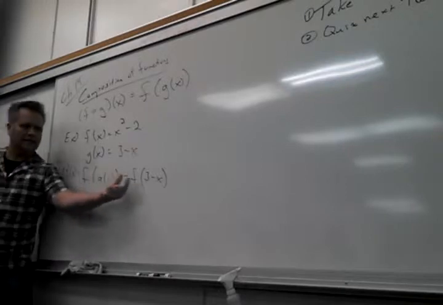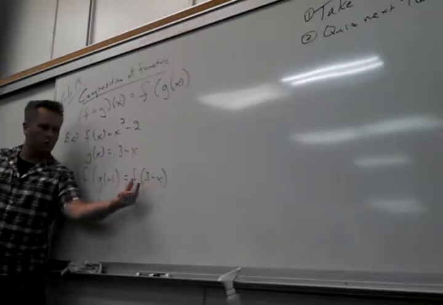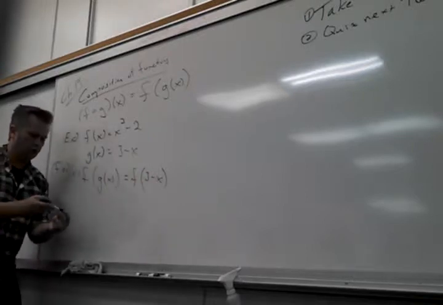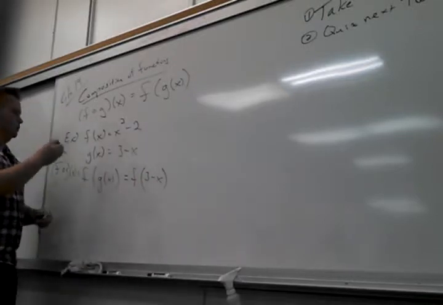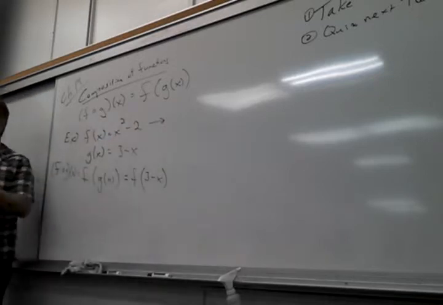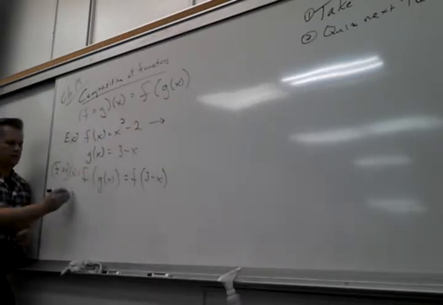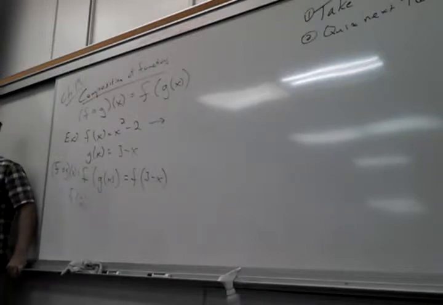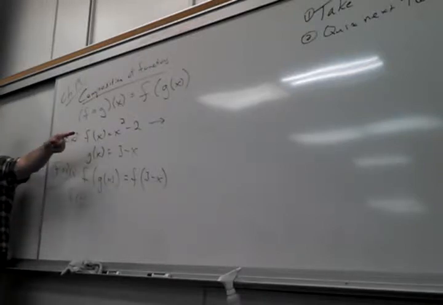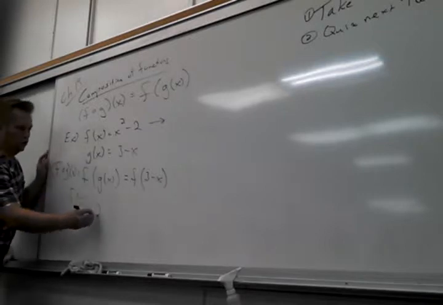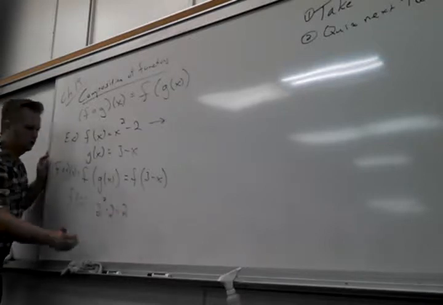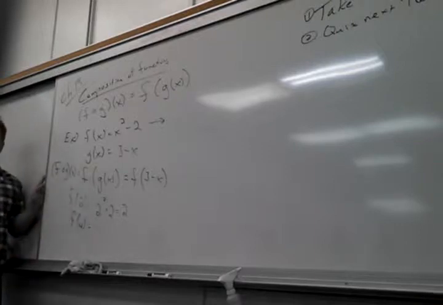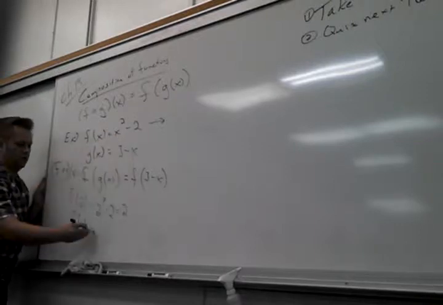You have g of x is this. So what am I going to put in f? I'm going to put this. So real quick, before we try that out, can you remind me, what is f of 2? How'd you do f of 2? 2 squared minus 2. You just plug a 2 in, right? So f of 2 is 2 squared minus 2. What is f of w? Plug a w in, w squared minus 2.